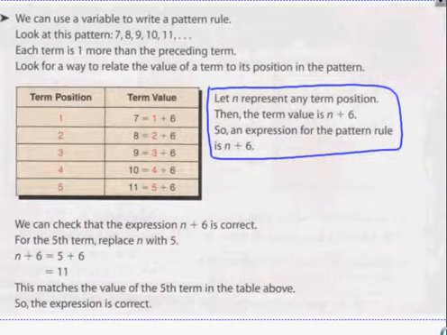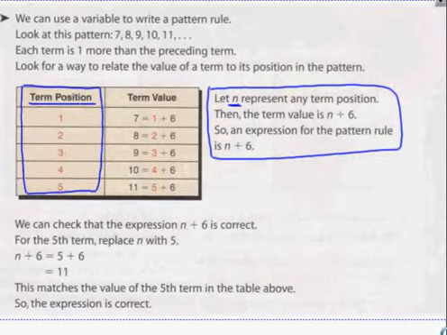So, if you take a look, they've used n to represent any of the term positions. Okay, so that's right here. This part of the chart is the chart with the term positions, and they go from 1, 2, 3, 4, and 5. So they're going to use n to represent that, and then we look at the term value over here. The term value, we see the numbers 7, 8, 9, 10, and 11.